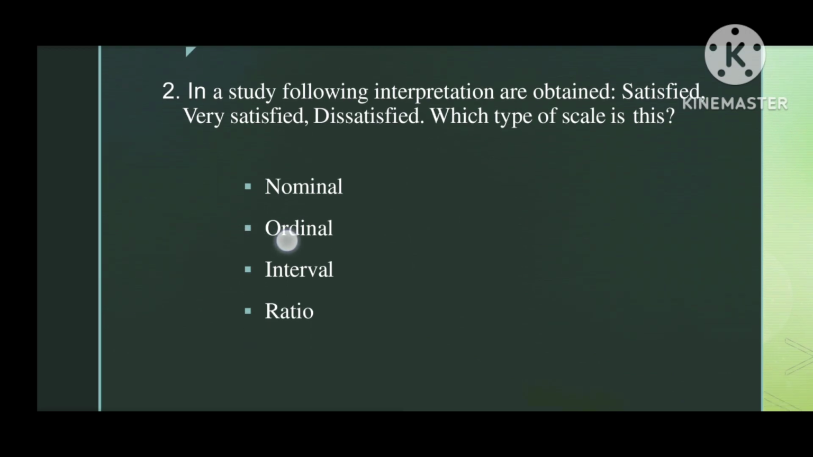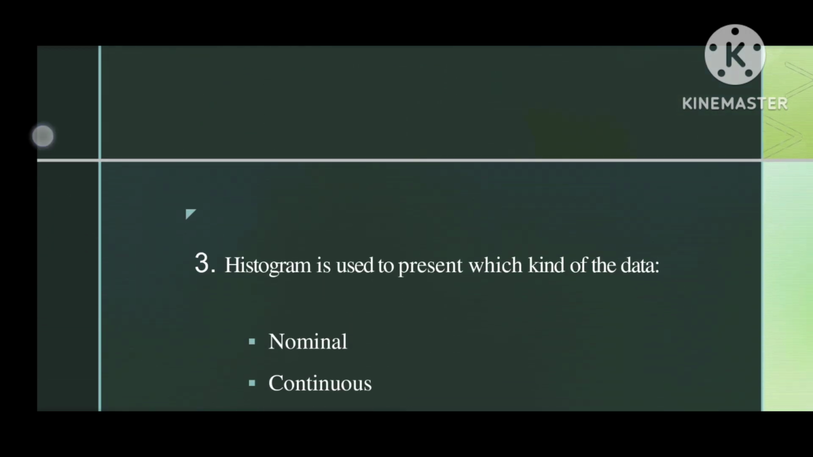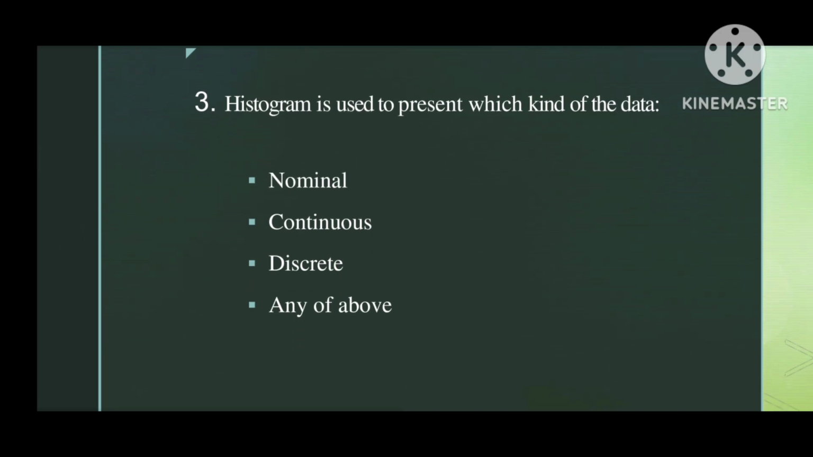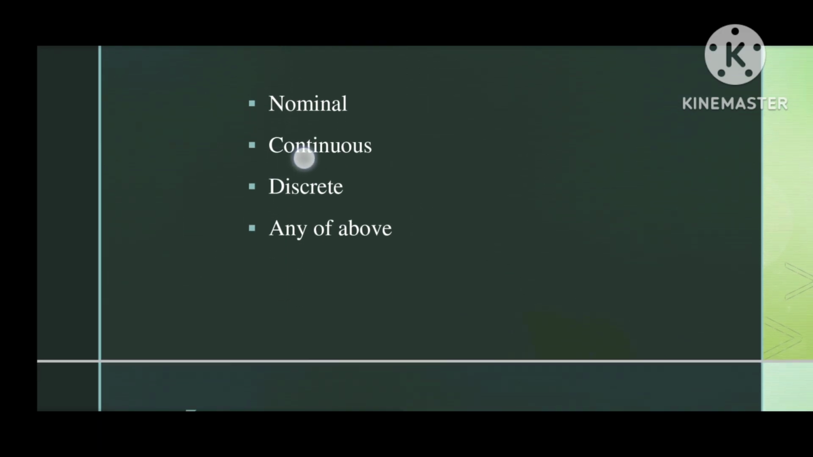Okay, now let's move on to the third question, that is histogram is used to present which kind of data? You know histogram. Histogram is a type of bar chart where there are no gaps between the bars. So this type of graph is used to represent continuous data. So histogram is used to represent graphically continuous data without any interval in between.